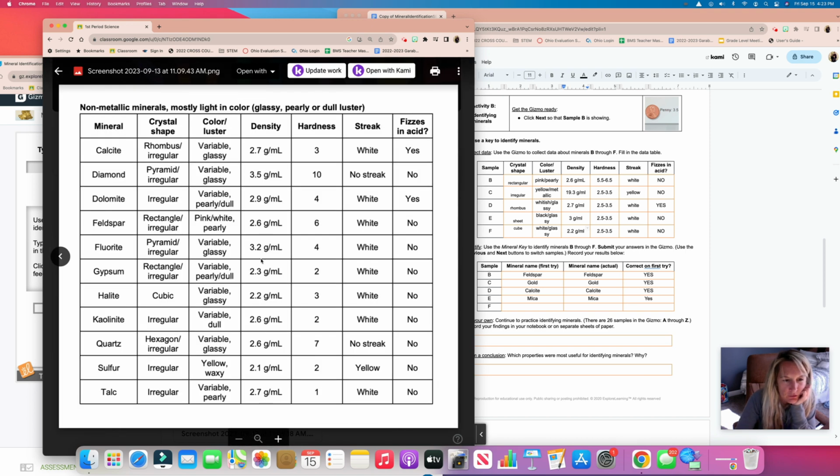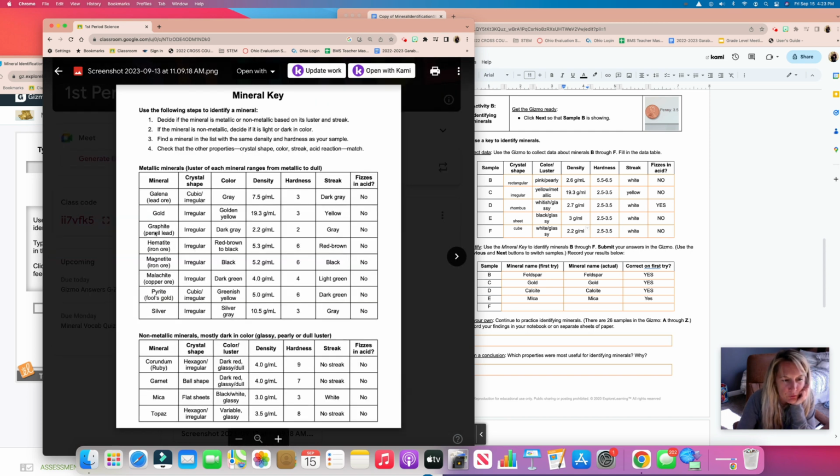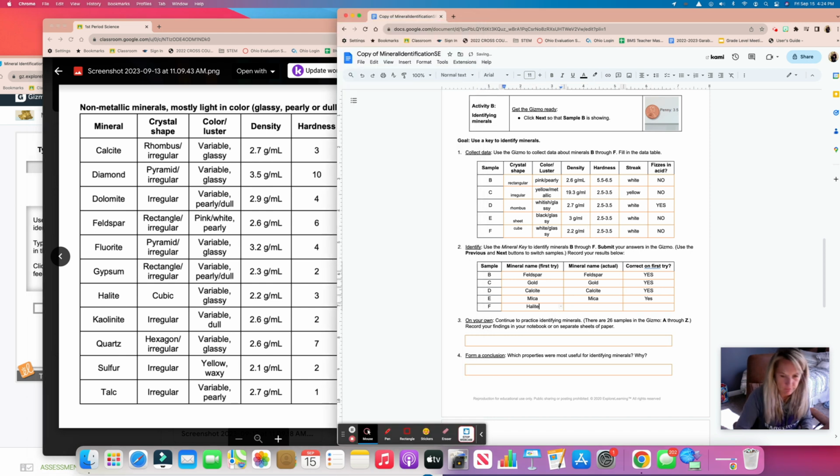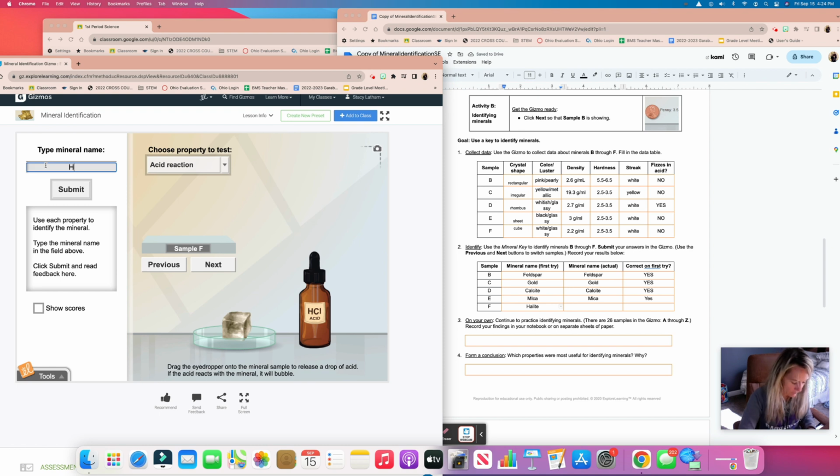Next, we have halite, which is a 2.2. So if we look at graphite, is it dark gray? No. Does it have a hardness of 2? No, it's definitely harder than a 2, because if it was a 2, it would not have scratched the fingernail. So it can't be graphite because it's not hard enough. But the other one is halite. So 2.2, hardness of 3. Does it streak white? Yes, it does. It doesn't react with acid and has a cubic shape. So we're going to first think, let's try halite. All right, let's try halite in the gizmo.